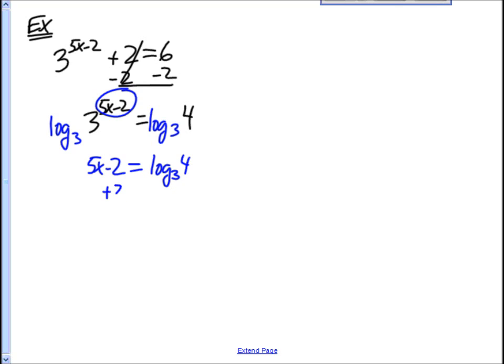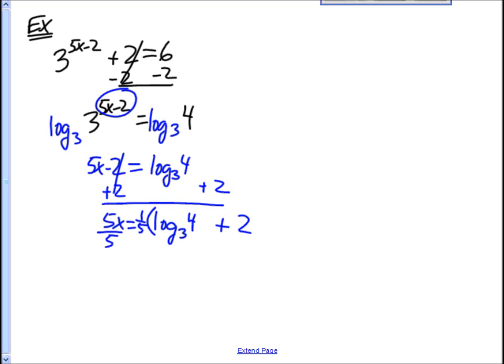Now I'm going to add 2 to both sides. So I have 5x = log base 3 of 4, that's just some number, plus 2. Now I've got to divide by 5, which means I have to divide this whole thing by 5, or in other words, take a fifth of this whole thing. So x = 1/5 log base 3 of 4 + 1/5 times 2, so 2/5.